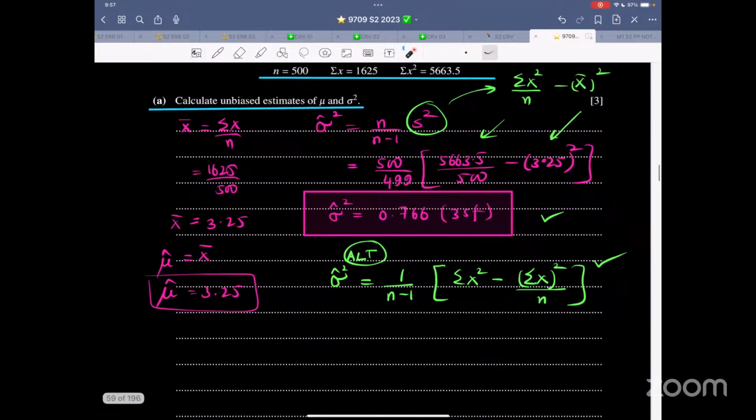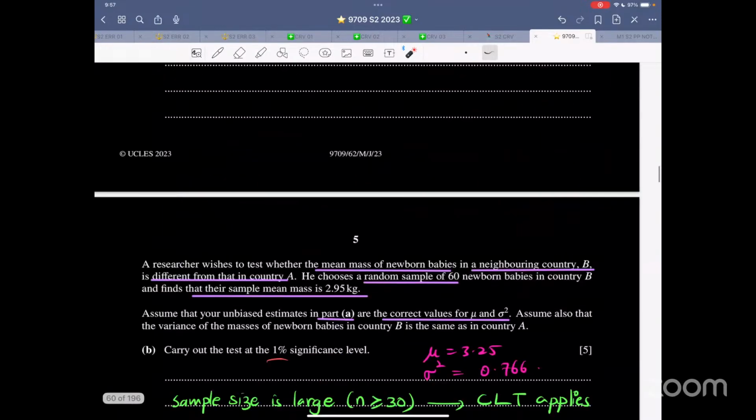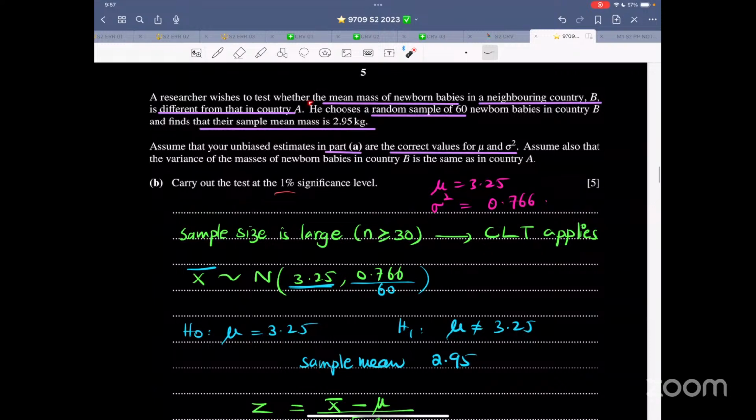It's your choice. And then it says, a researcher wishes to test whether the mean mass of newborn babies in a neighboring country B is different from that of country A. So the word different means it's a two-tailed test. He chooses a random sample of 60 babies in country B. The sample mean is this much. Assume that your unbiased estimates in part A are the correct values for mu in this thing. Assume also that the variance of the masses in country B is the same as this. Carry out the test at the 1% significance level.